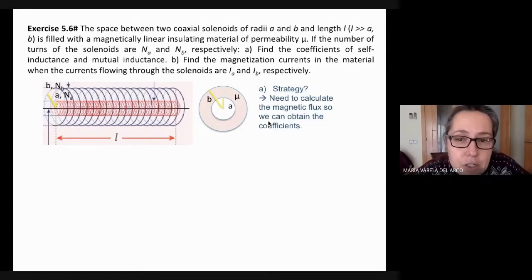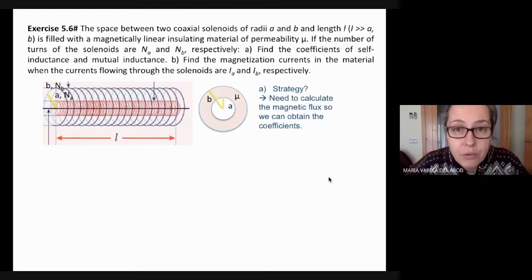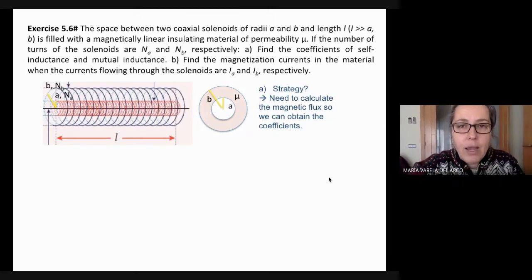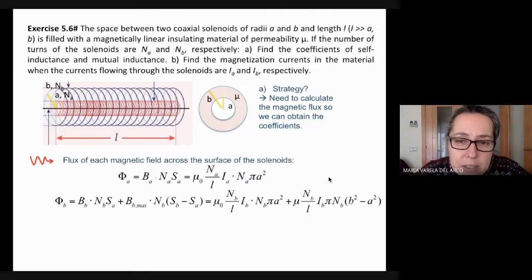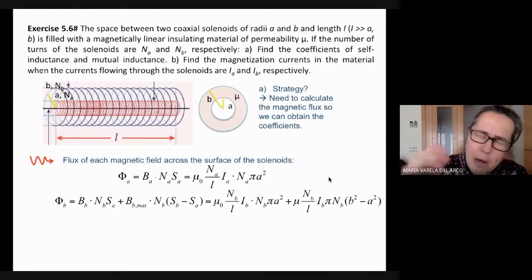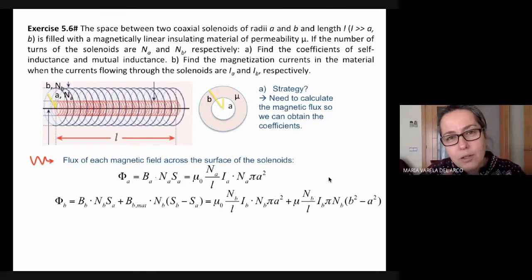Anyhow, like we said, let's just go and calculate the magnetic fluxes. This is the strategy that one needs to take into account every single time that we have a problem like this, because the coefficients are going to be flux over intensity. Just calculate the flux and then divide by the intensity, as easy as that. All right. So we will calculate the fluxes, and we will do this for both solenoids. Solenoid coil A on one side, and then coil B on the other one, right?